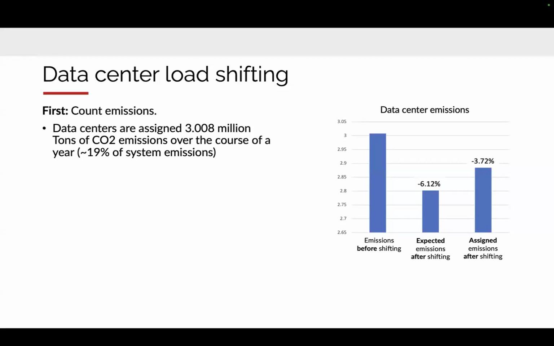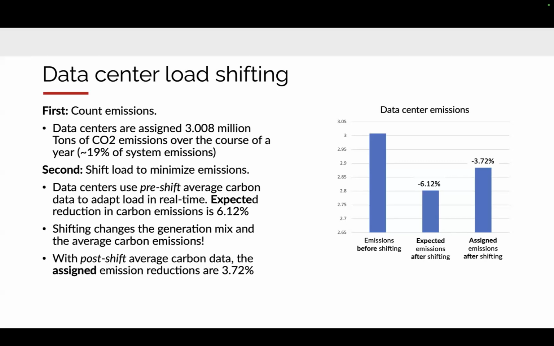When we first do the counting of emissions, we see that across this full year, data centers are assigned about 3 million tons of CO2 emissions, which account for approximately 19% of system emissions. So they have roughly the same percentage of emissions as they have of the consumption. That's where we start. Then after we do the shifting to minimize emissions, we get an expected reduction in emissions of about 6%.